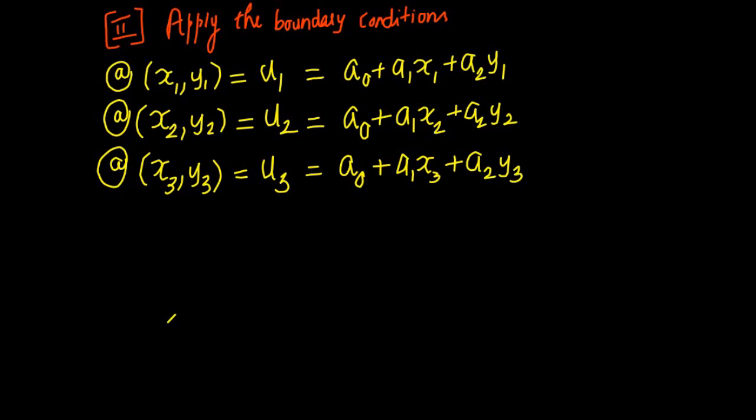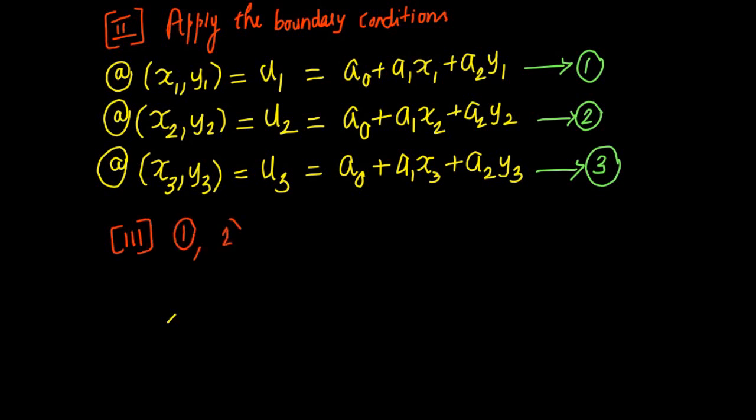You can call these equation number 1, equation number 2, and equation number 3. Write the 3 equations in matrix form. That's going to be our next step. So step 3 is to write 1, 2, and 3 in the form of a matrix. Shall we do that? So here we go. Write the 3 equations in matrix form.